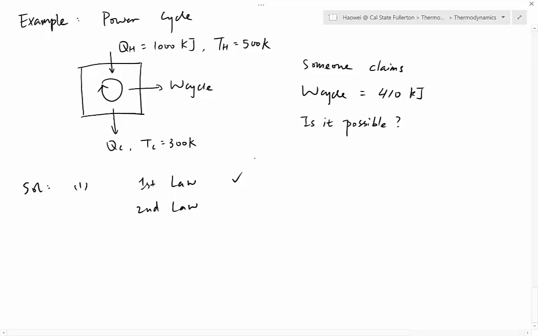But do not forget, you have to also check against second law. The second law tells us there is a maximum efficiency for a power cycle, that is 1 minus Tc over Th. Now we plug in the two temperatures, 300 K and 500 K. When you plug in temperatures, make sure you always use Kelvin. It cannot be anything else. The solution will be 40%. So we know the maximum efficiency for this setup is 40%.